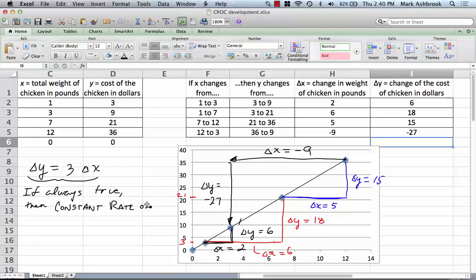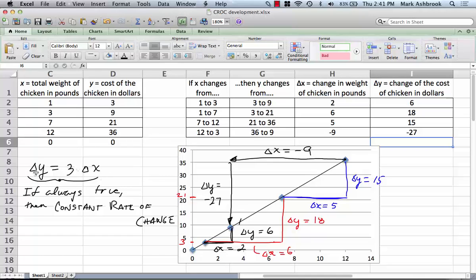Why? Because it's a dynamic, right? It's about how the quantities change together. It's not just here's a line and here's its name. It's about quantities changing together. So constant rate of change. So it's a very specific way that two quantities can change together.